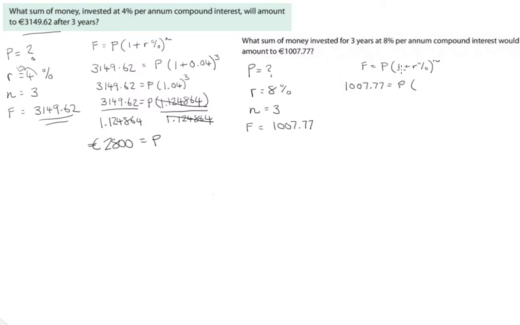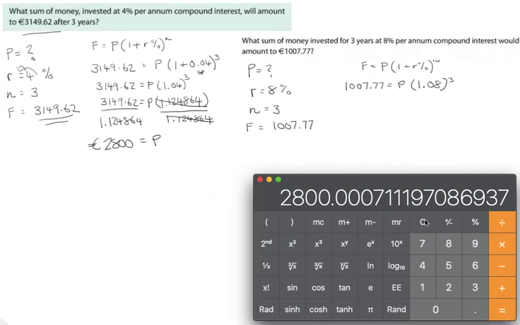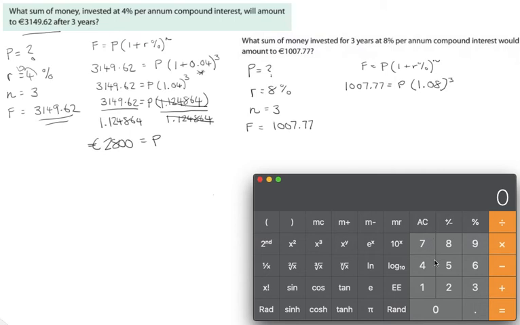Now let's speed things up a bit. It's 1 plus R percent. Now, R, the rate of interest, we're going to turn that into a decimal. 8% as a decimal is 0.08. 1 plus 0.08 is 1.08. I just jumped a step there, just to speed it up. And the N, the number of years, is 3. So let's get our calculator. We have 1.08 to the power of 3 gives us 1.259712.